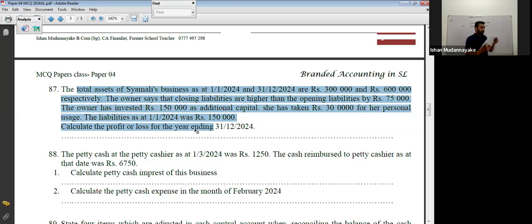The owner says that closing liabilities are higher than the opening liabilities by 75,000. The owner has invested 150,000 as additional capital. She has taken 30,000 for her personal usage. The liabilities as at 1st January 2024 were 150,000. Calculate the profit or loss for the year ending 31st December 2024.